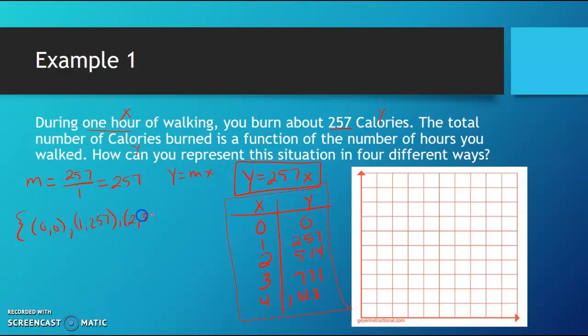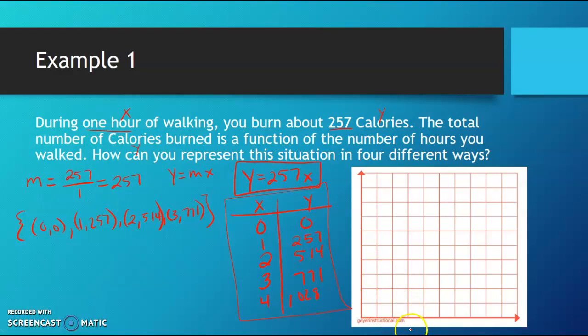2,514. Oops. And 3,771. And I'm going to close it off there. We could put in the 4, but I ran out of space. So here I am representing it as a list of ordered pairs, or we could have done it vertically. And last, I'm going to do it on my table.